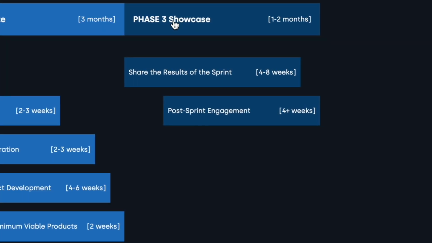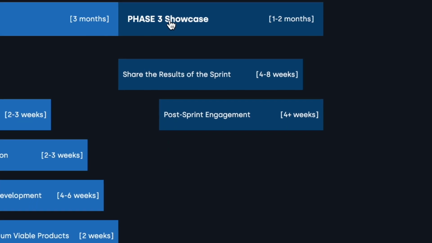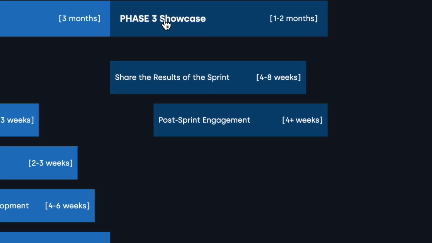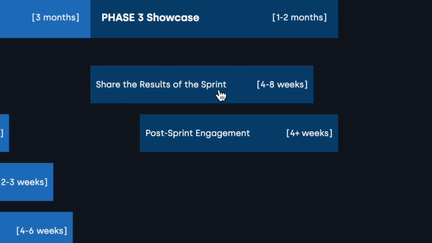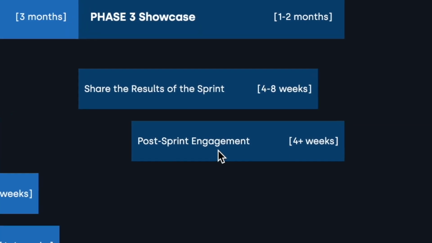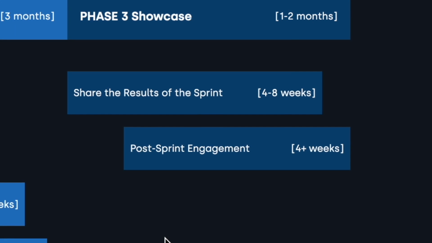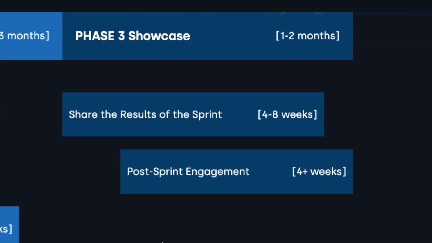Next, it's time for Demo Day. Once your sprint has concluded, you will be hosting a post-sprint event for the teams to demonstrate their products and work on post-sprint engagement. You will need about 4 to 6 weeks to complete Phase 3.